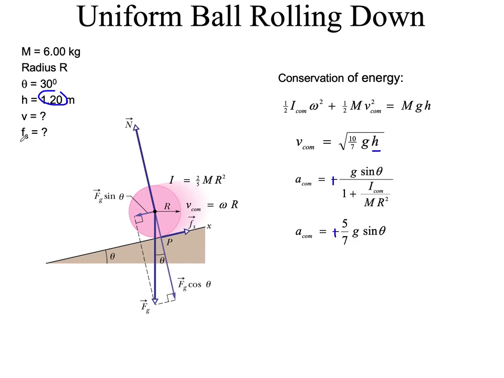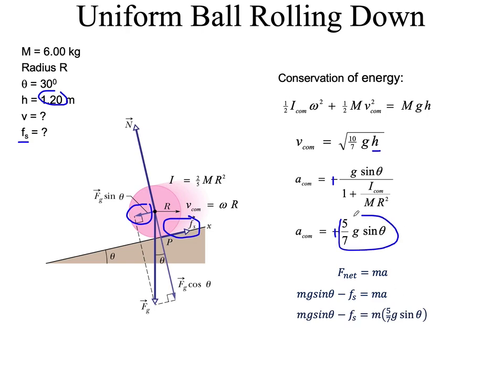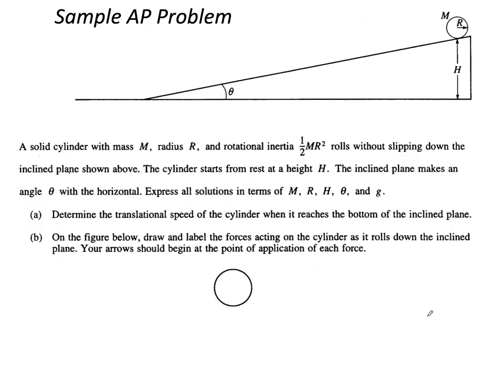But then ask the question, what's the force of static friction? How do we solve that? We can use F equals ma. In this case, we know this force minus this force has to equal ma. We know the acceleration in this case is this right here. Plugging it in, we can very quickly solve for the force of static friction. It's going to be 2/7 mg sine theta. And you should be like, okay, got it.